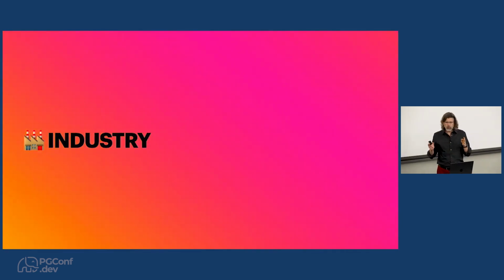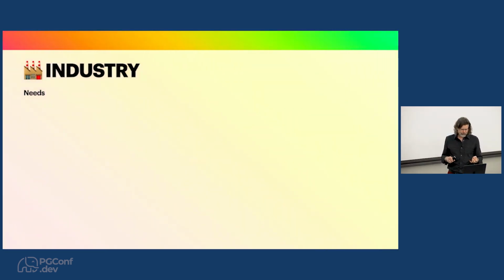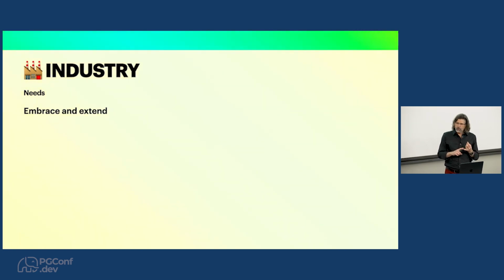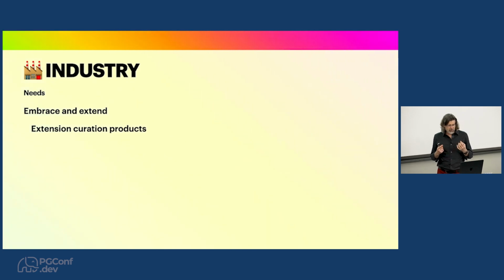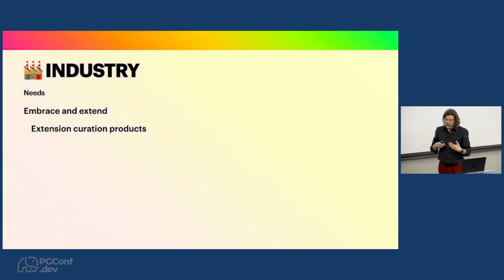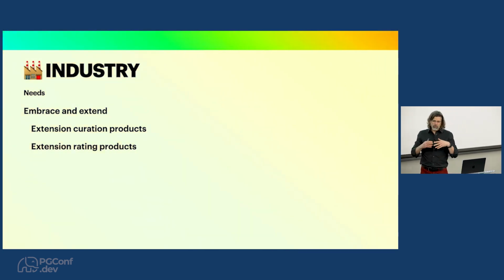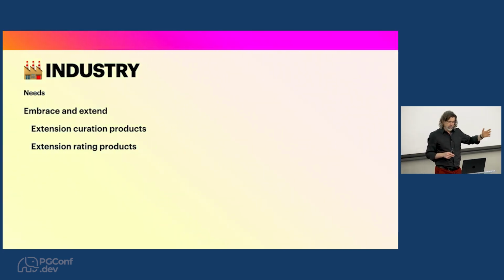The final kind of who in the ecosystem I think about is the industry many of us work in. So what do technology companies need? Well, first of all, they need to embrace and extend our stuff. And what that means is the ability to say, okay, we want to use the things that are made available by the community, but we are perhaps doing some curation of those products, or building our own sorts of products for rating them, or building reviews around them. Or as I said before, there's some sort of security scanning feature we provide and we do our own registry.